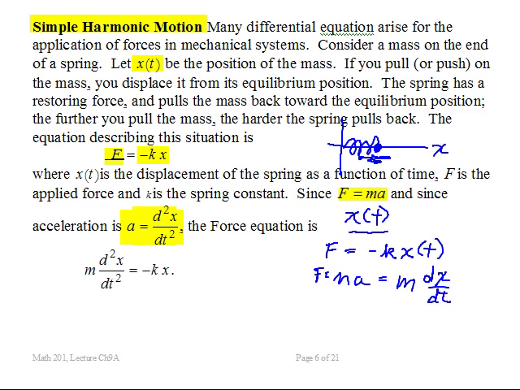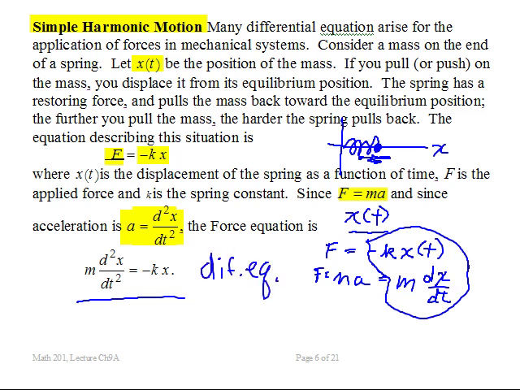So I'm going to equate these two terms right here, and I get this differential equation. Mass times the second derivative of position equals minus k times x. This is a differential equation. I don't know what x of t is. I don't know if it's sinusoidal, polynomial, exponential, or some other functional form. I just know that its second derivative times the mass equals minus the spring constant times the position.